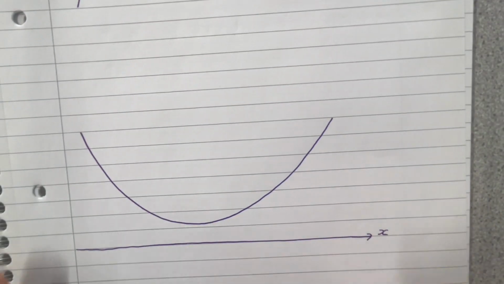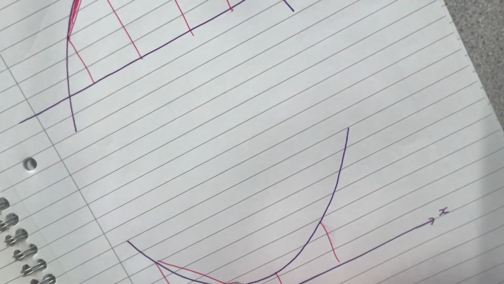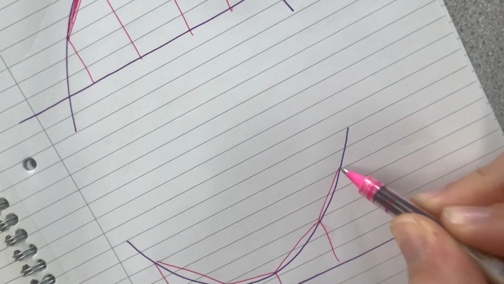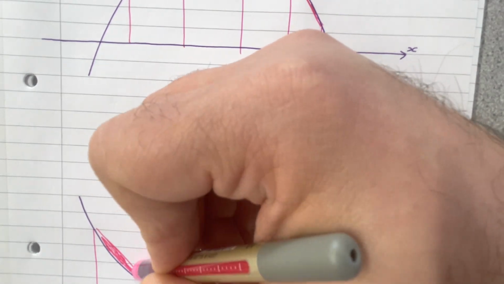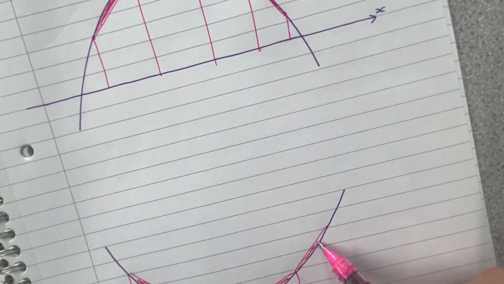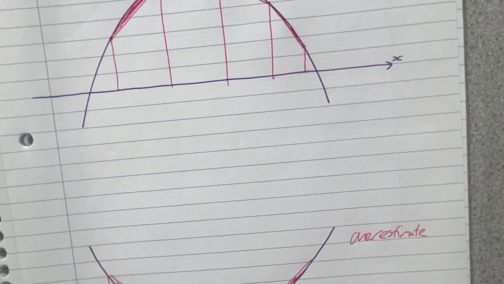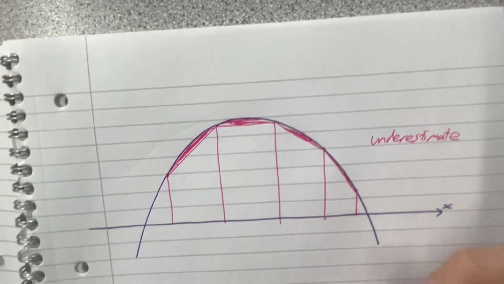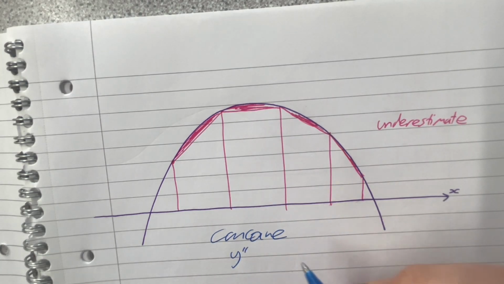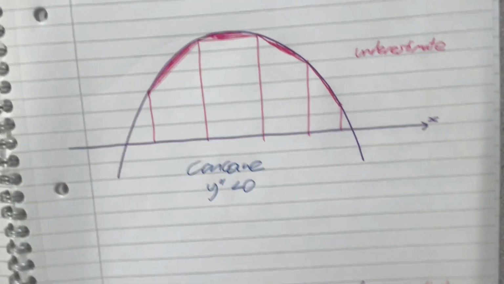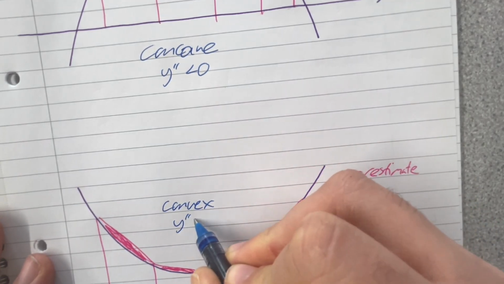Whereas on this curve, if I draw some trapezia on it, we can see that the trapezia are all above the curve. So the trapezia are going to be more than the area under the curve. So this is an overestimate. And this top case occurs when the curve is concave. That is, y double primed is negative because the gradient is decreasing. And this occurs when the curve is convex. That is, when y double primed is positive.